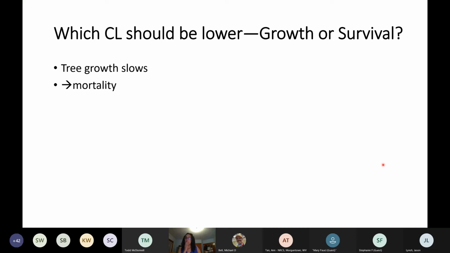Okay, so we looked at both growth and survival, and one question is whether the growth or the survival critical loads would be lower. So you'd kind of expect that if a tree is going to fail, the growth will slow and then it's going to die. So you would expect, or at least I would expect, that the growth critical loads would be lower than the survival critical loads.